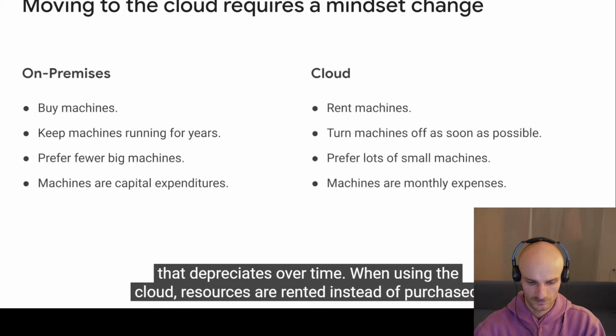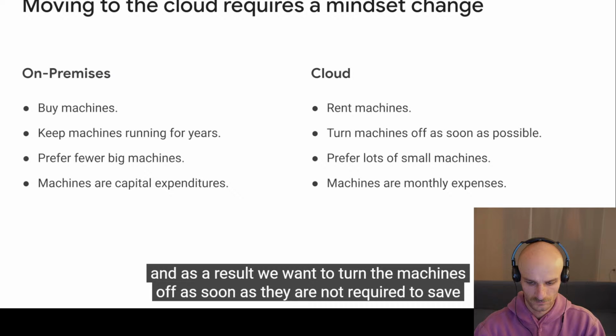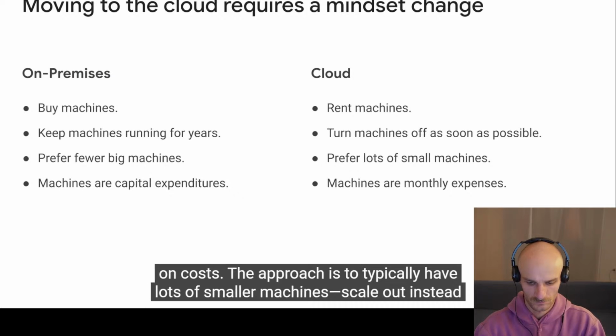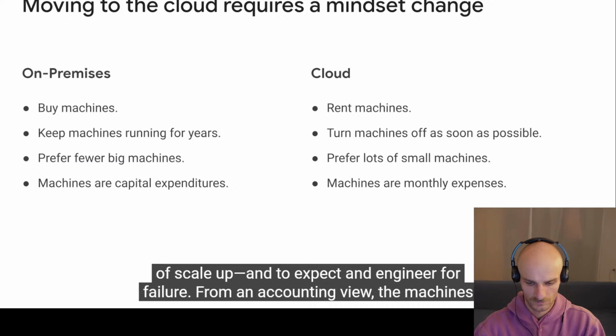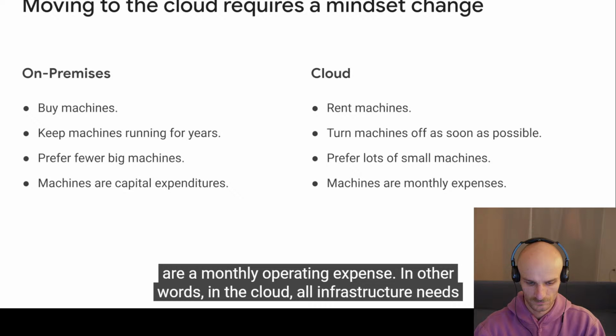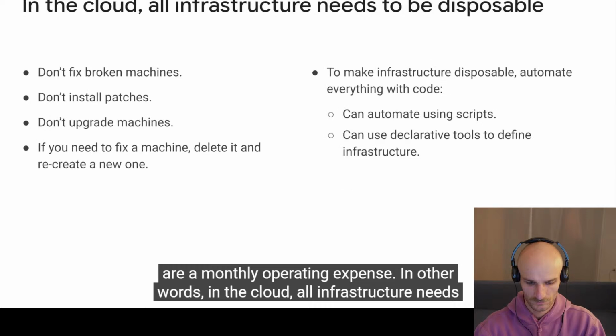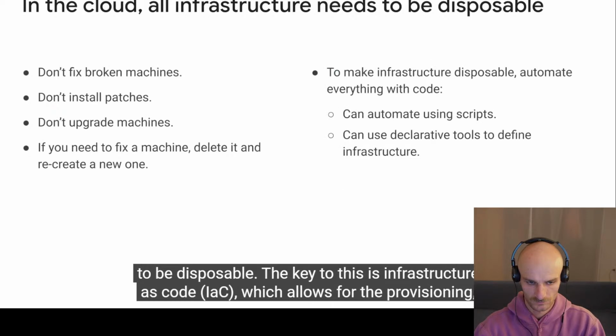When using the cloud, resources are rented instead of purchased, and as a result, we want to turn the machines off as soon as they are not required to save on costs. The approach is to typically have lots of smaller machines, scale out instead of scale up, and to expect and engineer for failure. From an accounting view, the machines are a monthly operating expenditure. In other words, in the cloud, all infrastructure needs to be disposable.